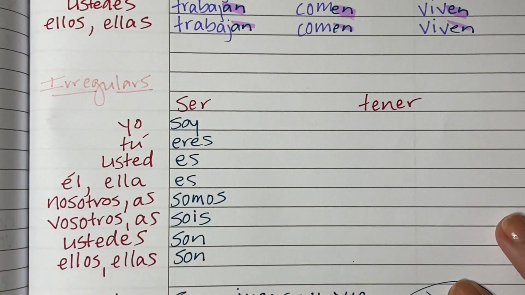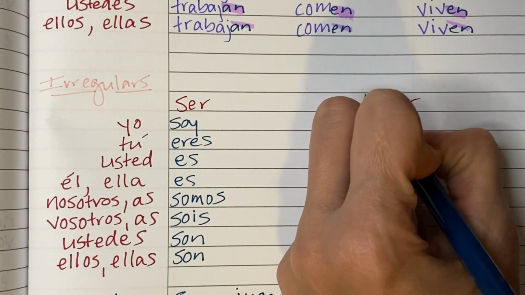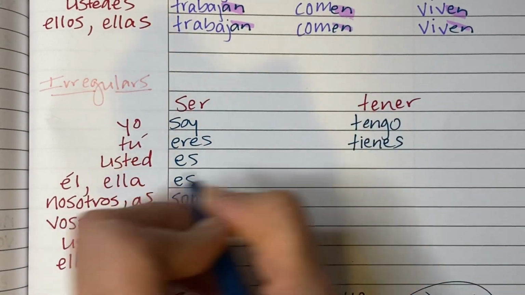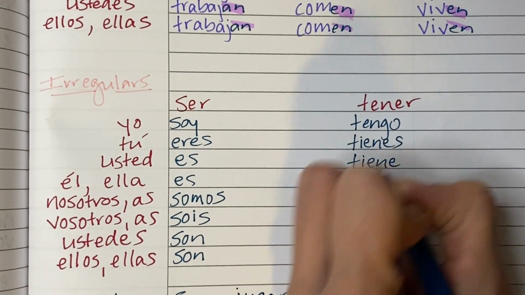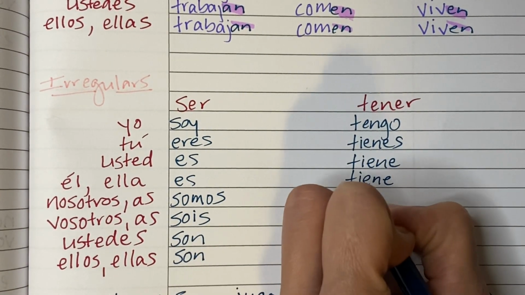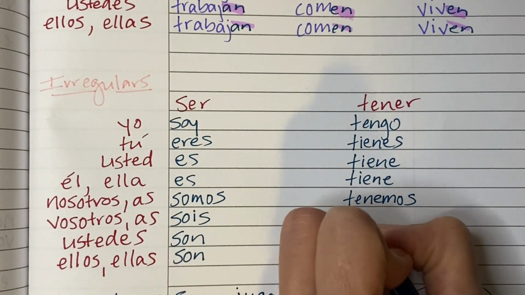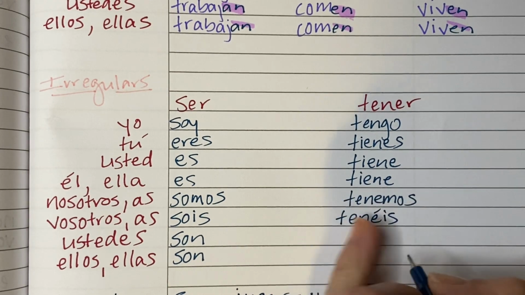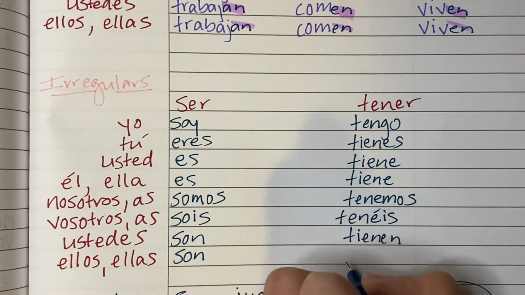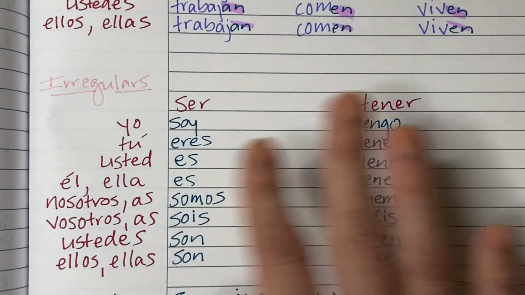So you can see that's totally irregular. And then tener is also a little bit irregular. Yo tengo, or I have. You have, tú tienes. Usted tiene. Él, ella tiene. Nosotros tenemos. Vosotros, so you guys, but in Spain, tenéis. Accent mark there on the E. Ustedes tienen. Ellos, ellas tienen. Okay, so here we have a couple of irregular verbs.